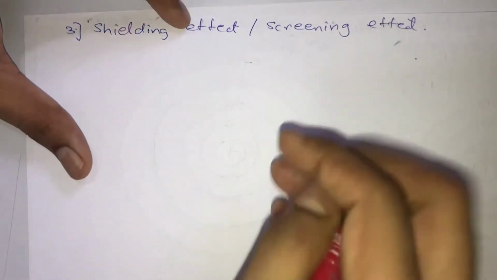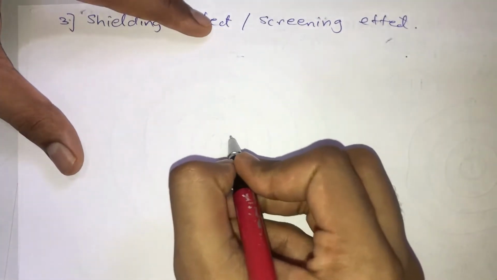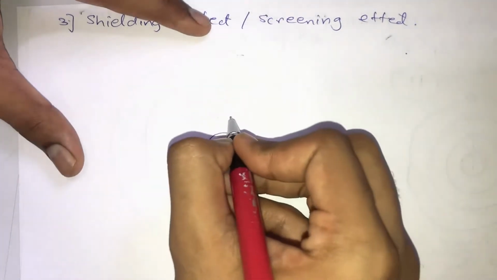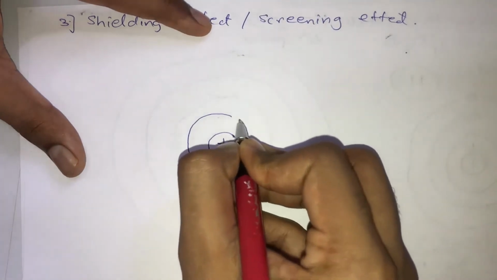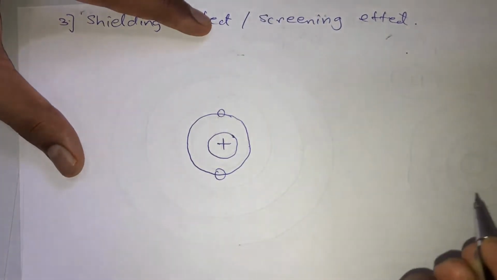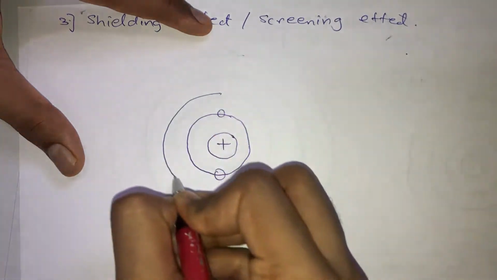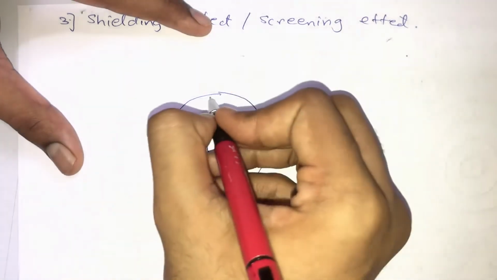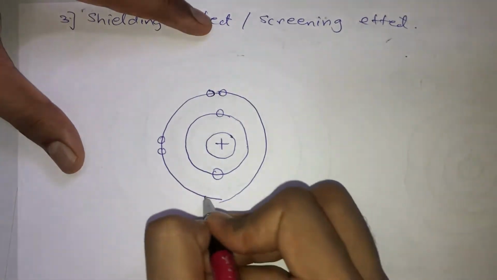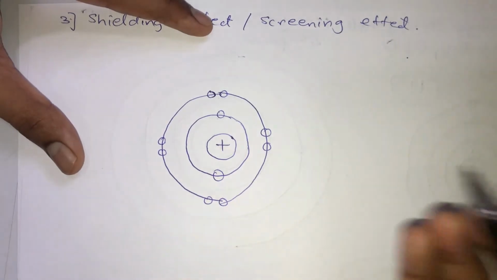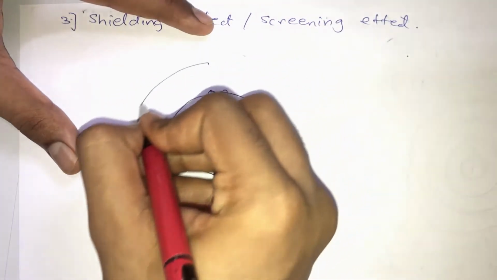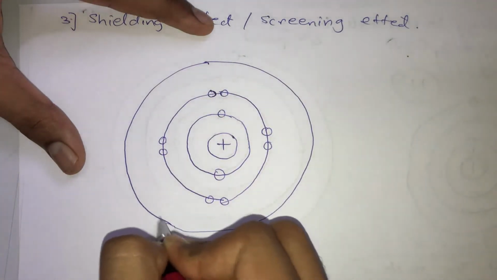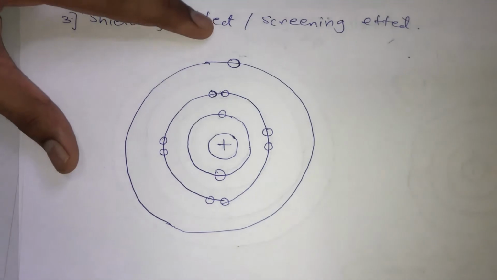Okay. Now, what is this shielding effect all about? Let's understand this. Suppose I consider a sodium atom again. So I have a positively charged nucleus over here. In the first energy level, I am going to have 2 electrons. In the second energy level, as we all have seen, there will be 8 electrons. And in the third energy level, there will be only 1 electron present.